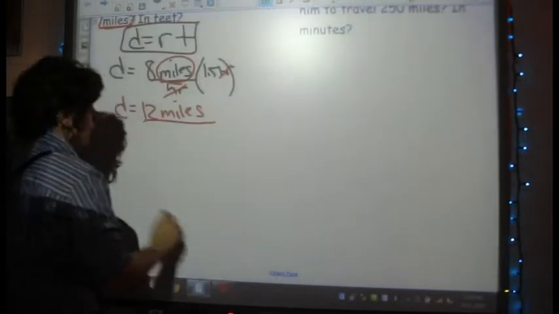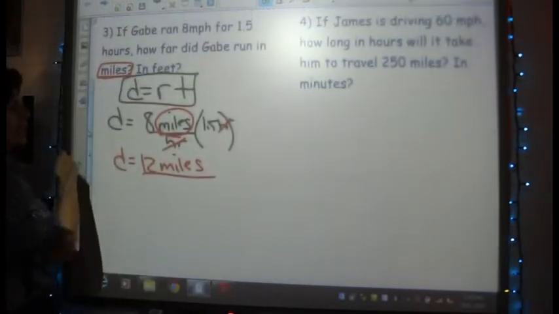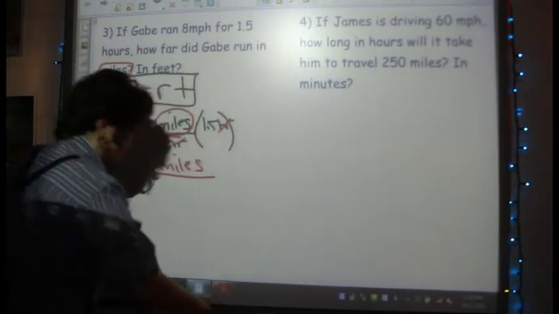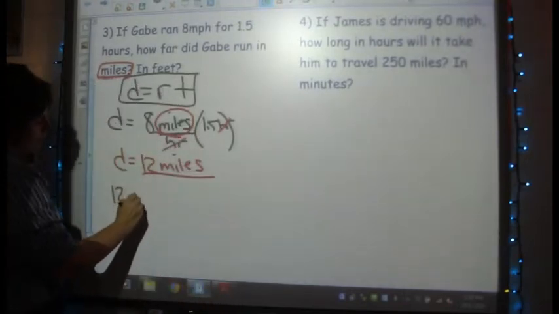But the other part of the question says, how far did she run in feet? So just like before we were converting, we're going to start with our 12 miles.